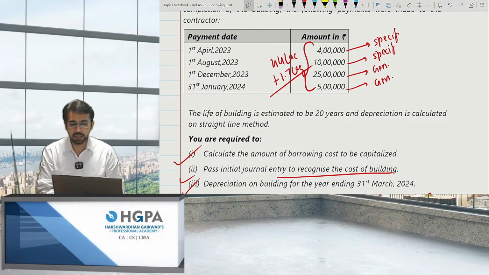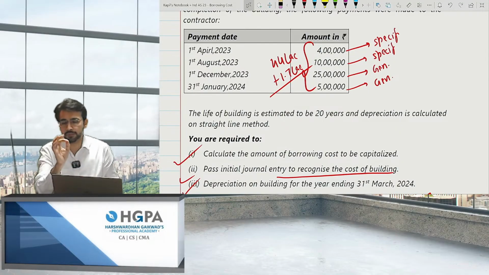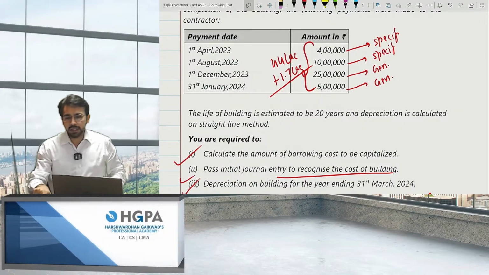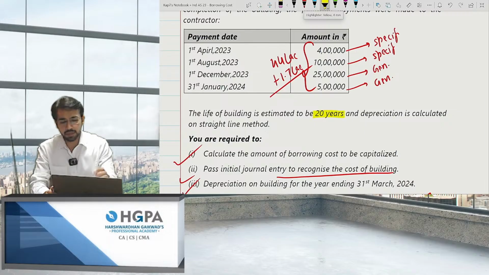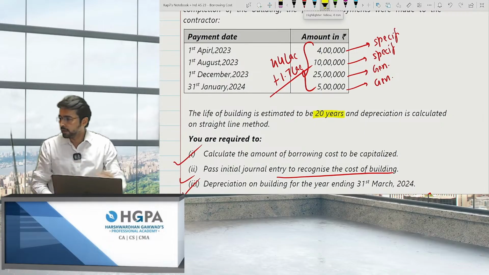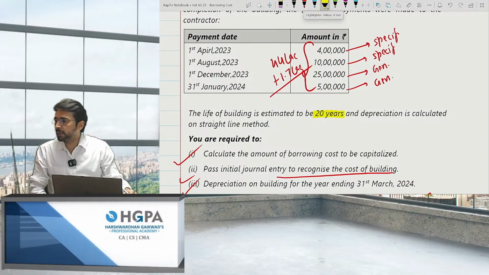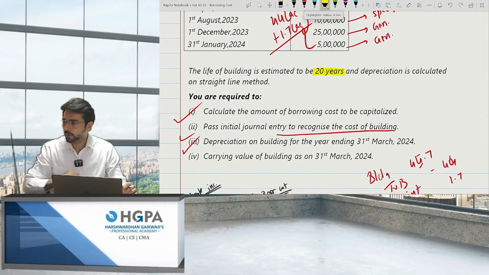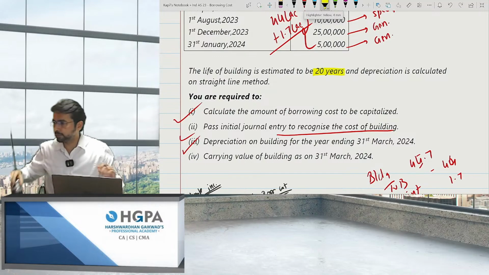The depreciation for the current year. The cost of the building is now 45,70,000. The life is estimated at 20 years. Yesterday only we completed PPE. So I hope this point you should be able to answer. I need the amount of depreciation.